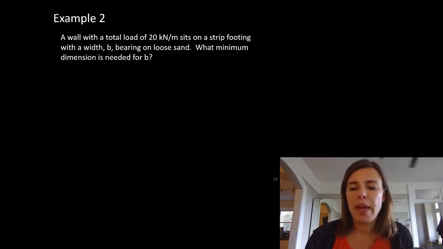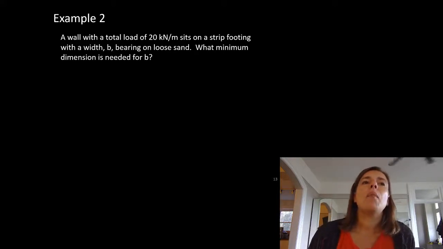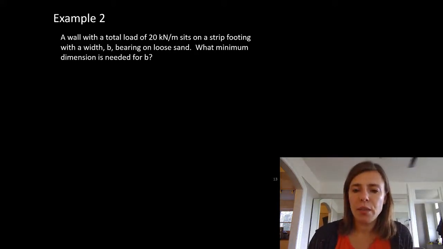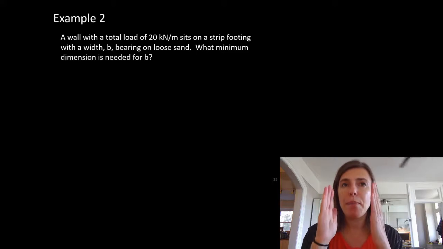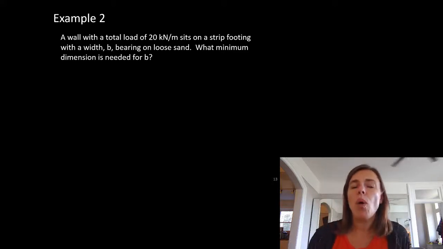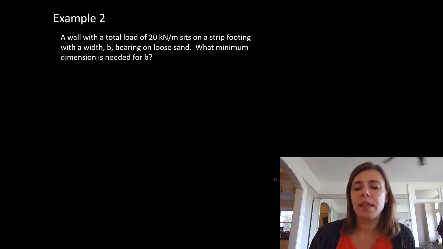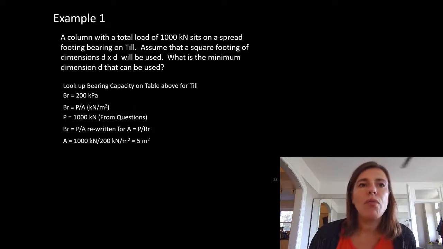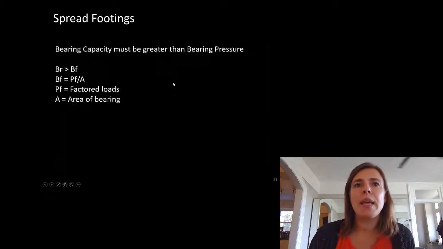Let's do the same thing, but for a wall footing or a strip footing. We have a wall that has 20 kilonewtons of load every meter of wall length, and it sits on a strip footing with a width B. It's on loose sand. What minimum dimension would we need for B? Well, we know our load is 20 kilonewtons per meter. We can go find out what our sand is. So loose sand or gravel, 50 kPa.